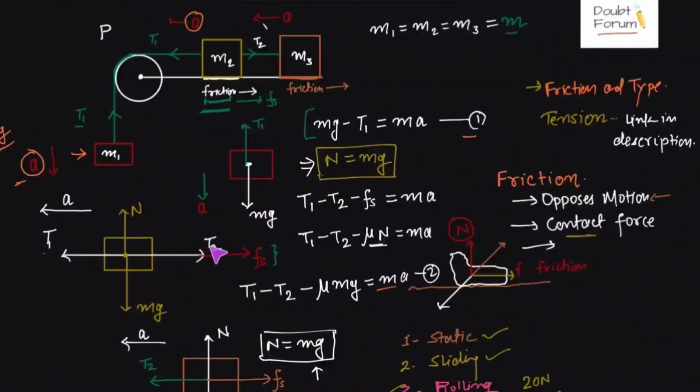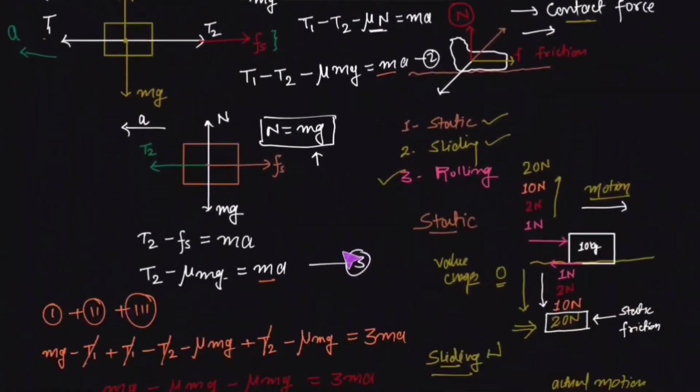N and mg would balance themselves because there is no net force in the upward direction. And for the left side, T1 would be higher because block is moving in this direction, in the direction of T1. So T1 minus T2 minus Fs would be equal to mass times acceleration. Net force is equal to mass times acceleration. And friction, we put the value mu n, we find equation 2. Similarly, we draw the free body diagram for block 3. We find another third equation from here.